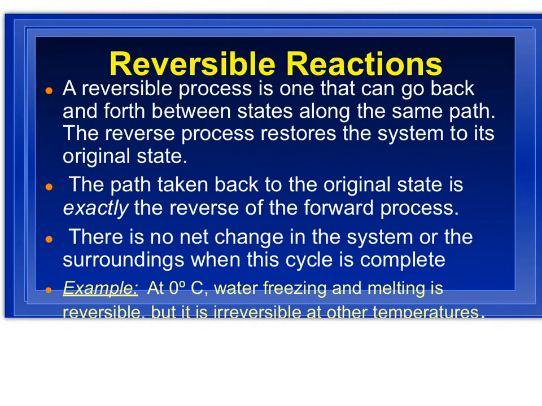We've discussed reversible reactions in our equilibrium unit, so you are aware that a reversible process is one that can go back and forth between states along the same path. The path taken back to the original state is exactly the reverse of the forward process, and there is no net change in the system or the surroundings when the cycle is complete. Water freezing and melting is an example of a reversible reaction. It is also an example of a reaction that is spontaneous in the forward direction, but non-spontaneous in the reverse direction.